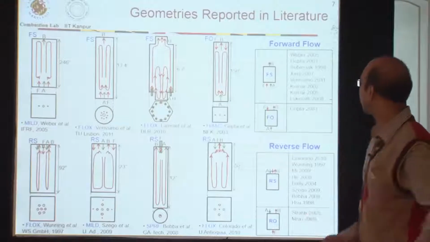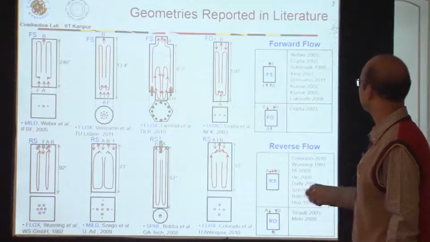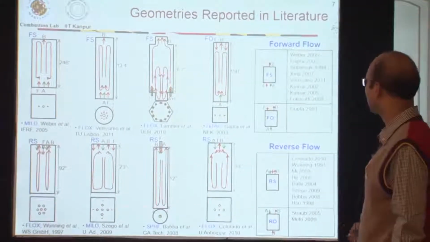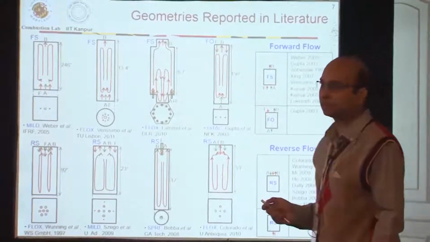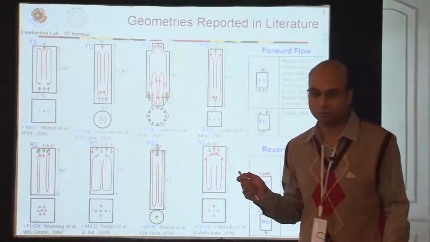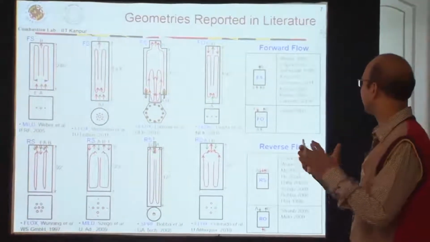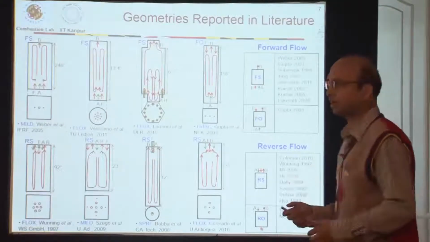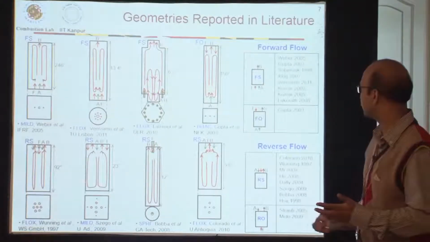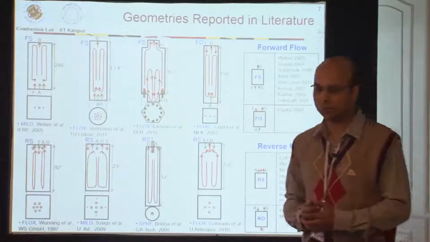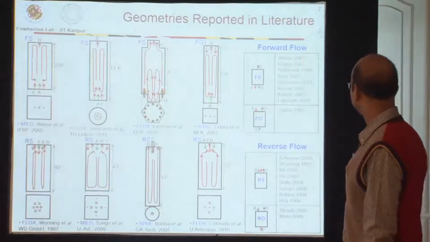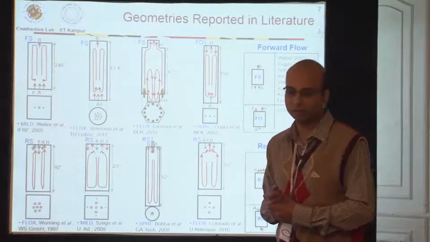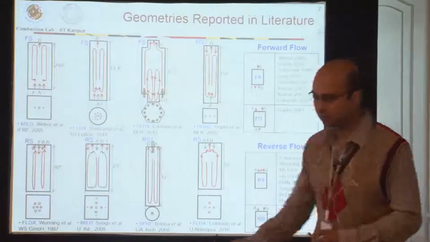So here is a quick snapshot of different geometries which have been reported in literature. The top geometries are some of the geometries for forward flow configuration, and the bottom ones are for reverse flow. One thing we noted was that there have been different forward and reverse flow geometries, but in a single geometry they did not compare the influence of flow configuration very extensively. They have one geometry and they report results for that particular geometry. So we found that comparing on the same platform would be useful, and that's what we tried to do in this work.